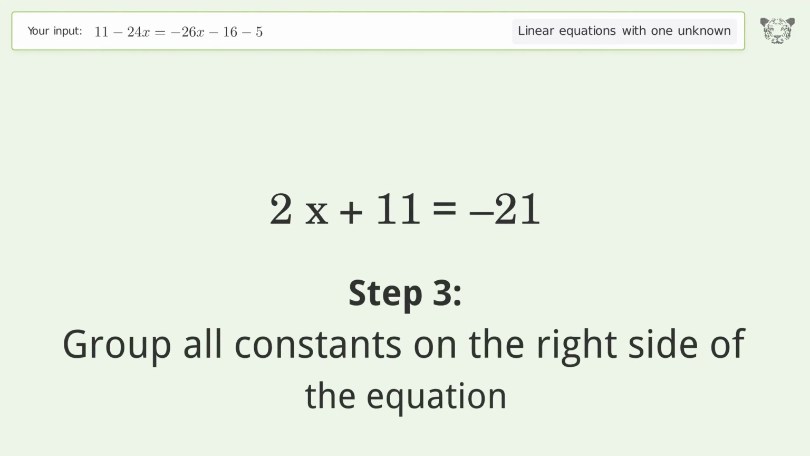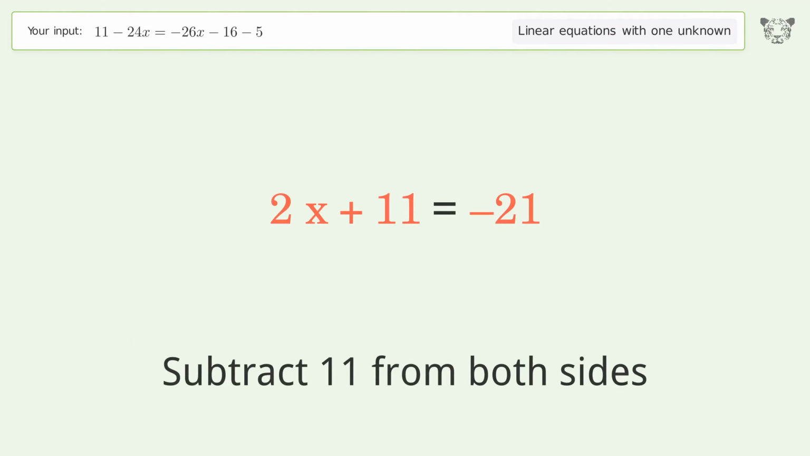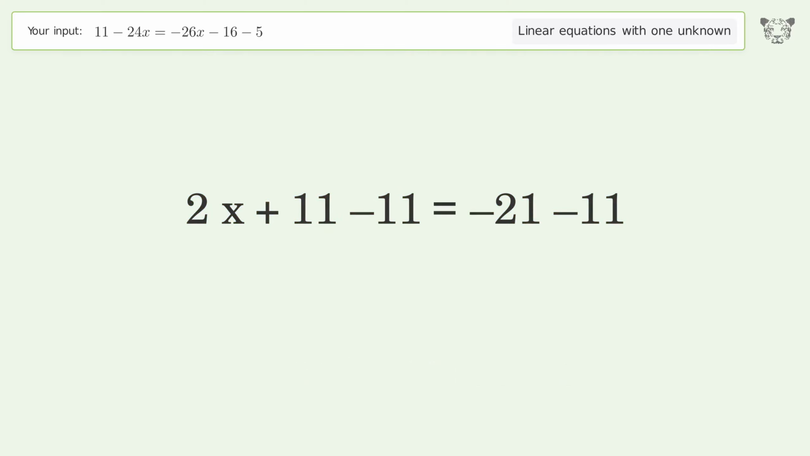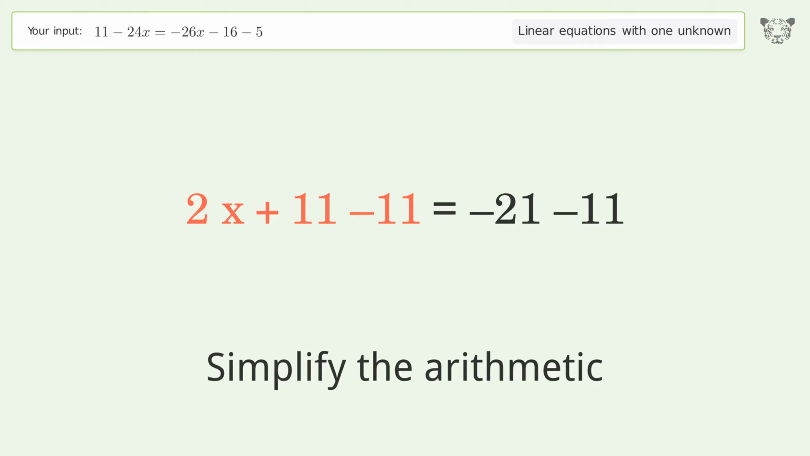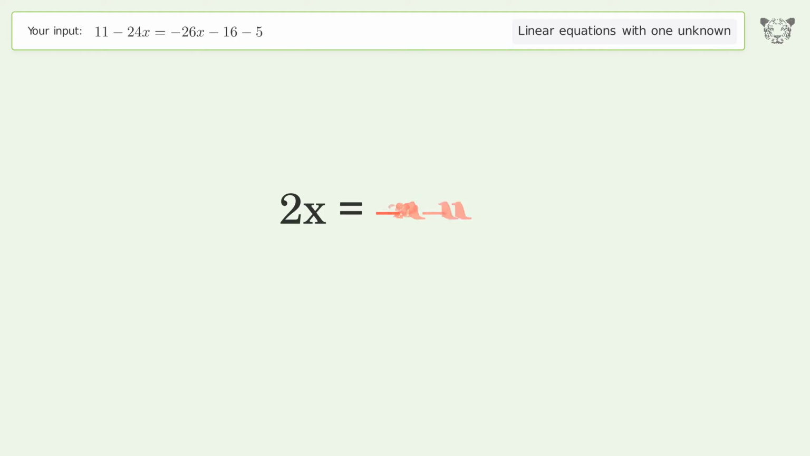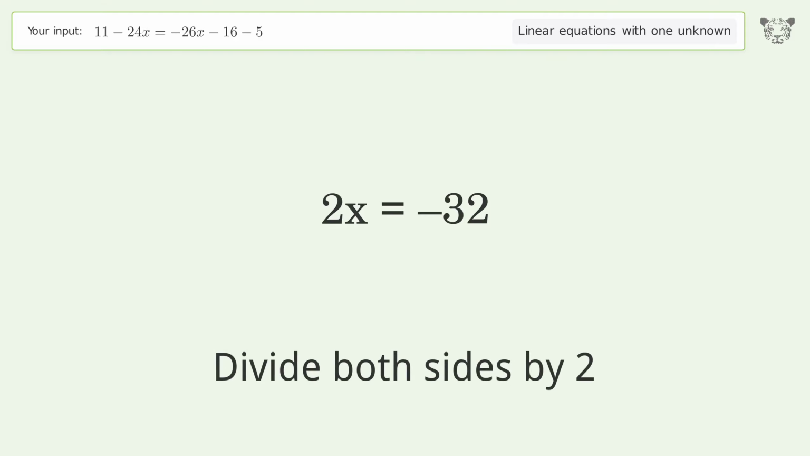Group all constants on the right side of the equation. Subtract 11 from both sides. Simplify the arithmetic. Isolate the x. Divide both sides by 2.